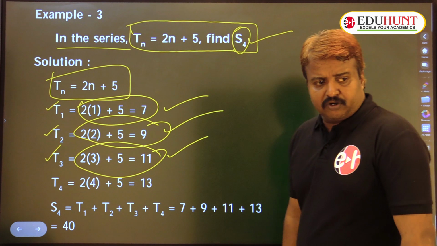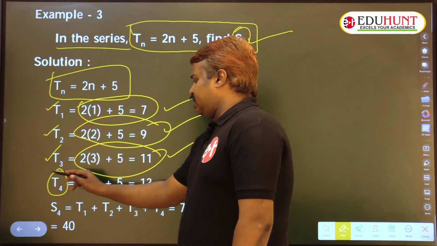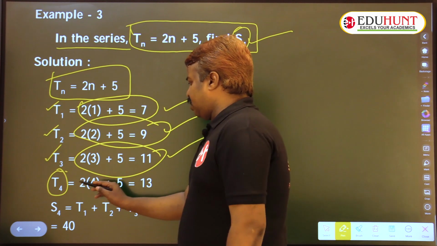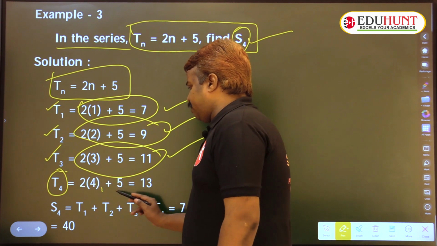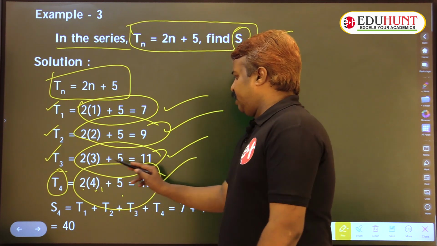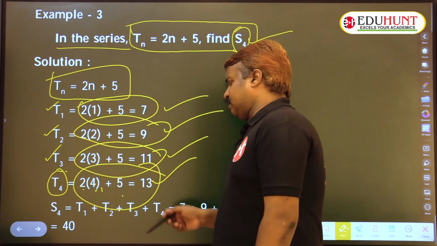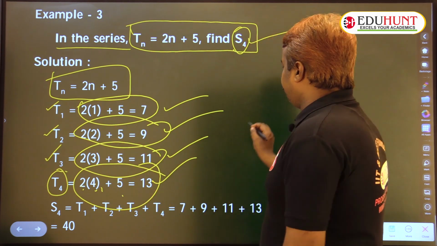Sum of 4 terms we have to find out, children. So now T4, the 4th term, is 2 into 4 plus 5, that is 8 plus 5. The value here is 13. Here 8 plus 5 is 13, 6 plus 5 is 11, 4 plus 5 is 9, 2 plus 5 is 7. So the sum of all these 4 terms.